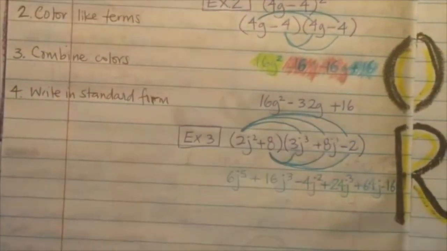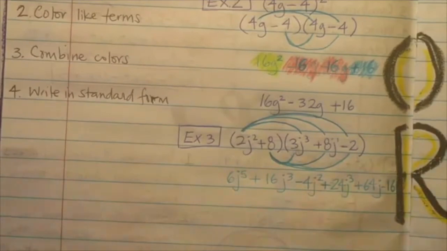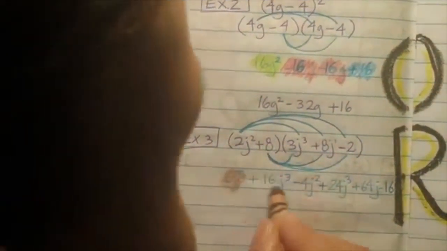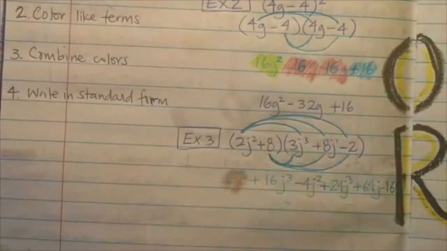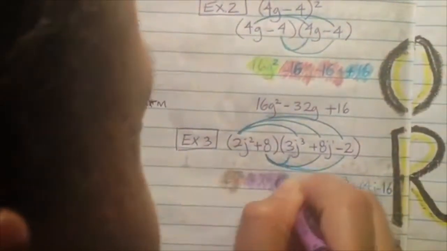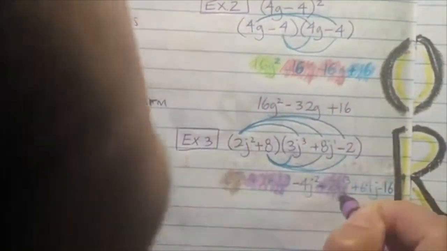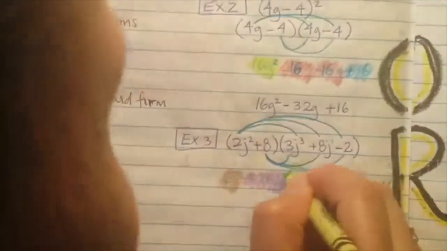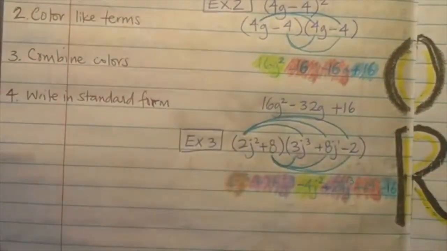Alright, so color the like terms. So take some colors. Something to the power of 5, nothing else. Okay. Next one, positive 16j cubed. Anything else? Yep, there we go. Next one, -4j squared. There it is. Next, anything? Nope. Next one, positive 64j. And the last one.